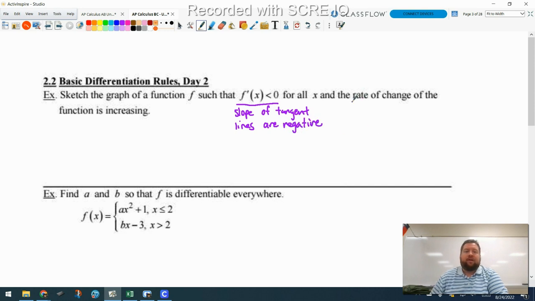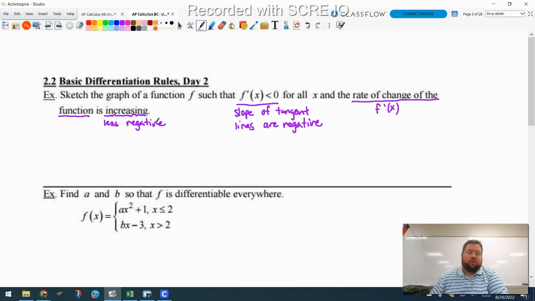All right, and then the rate of change of the function is f prime of x. All right, remember rate of change, same thing as slope. All right, is increasing. So our slopes have to be negative, but they have to be increasing. Okay, so for the context of this problem, increasing means they get less negative.